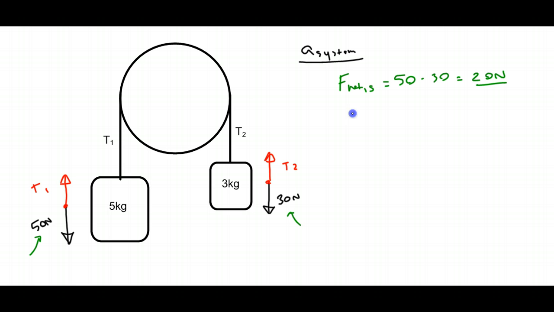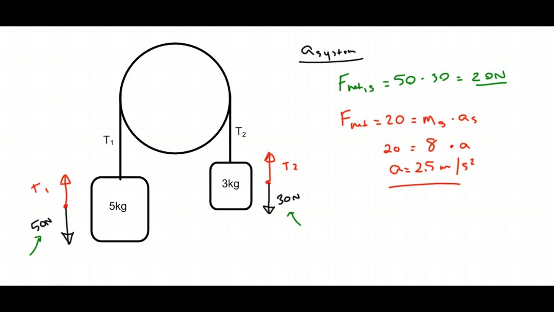The result is that with an F net of 20 newtons, that will give us the mass of the system times the acceleration of the system, and the mass of the system, remember, is 8 kilograms here. So 8 times our acceleration is equal to 20, so the acceleration is equal to 2.5 meters per second squared.